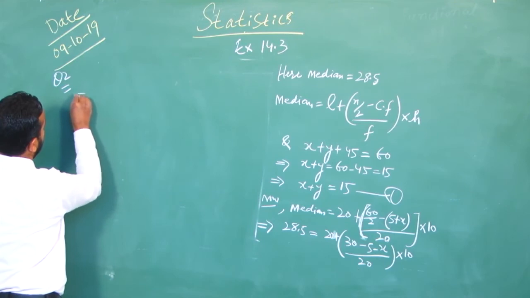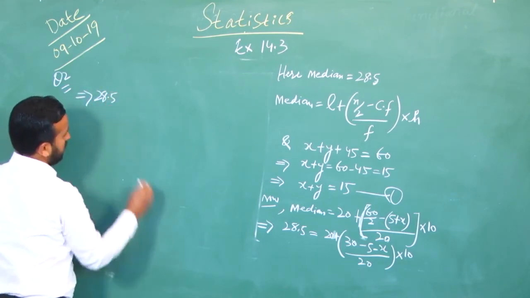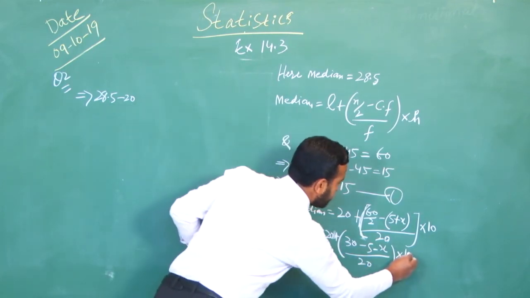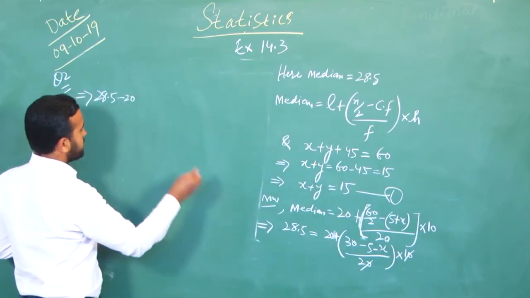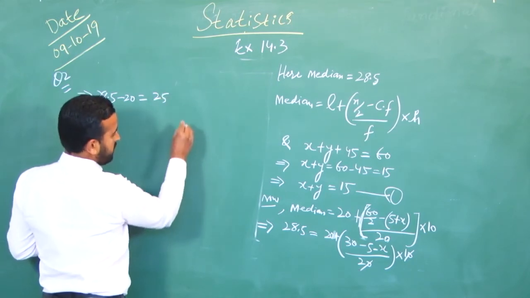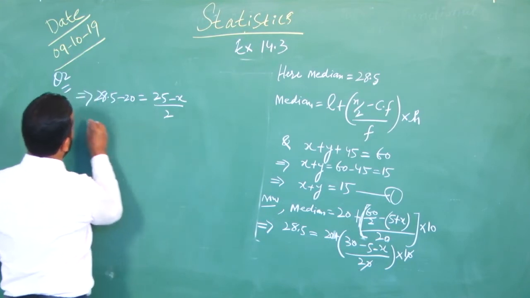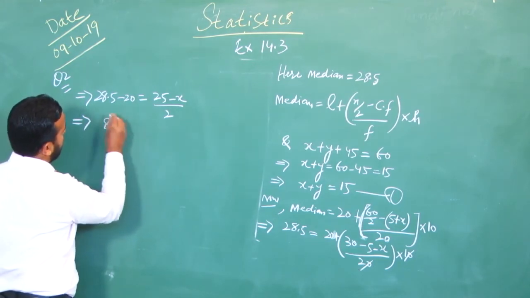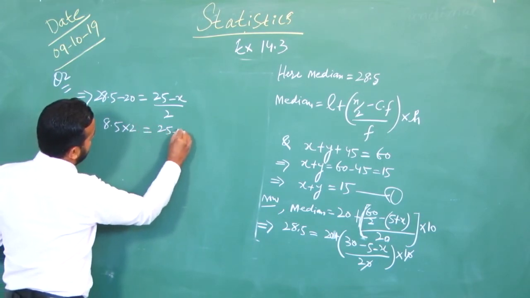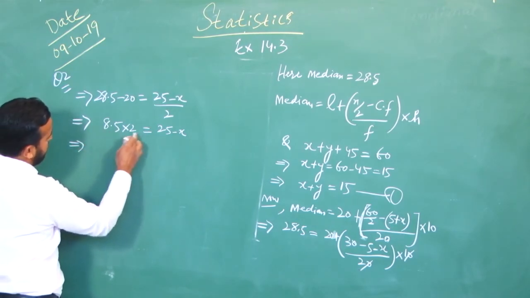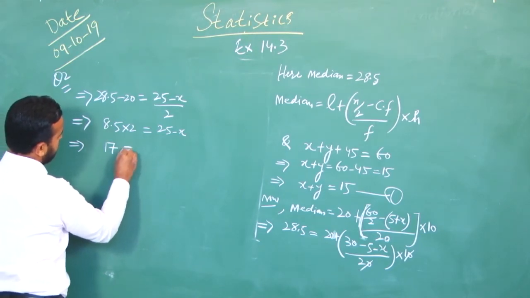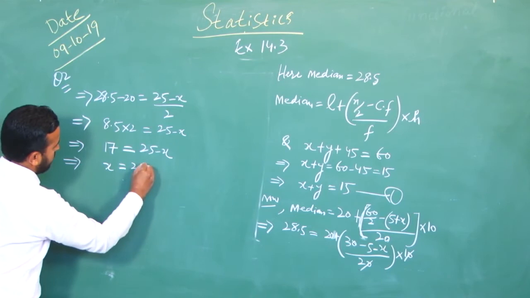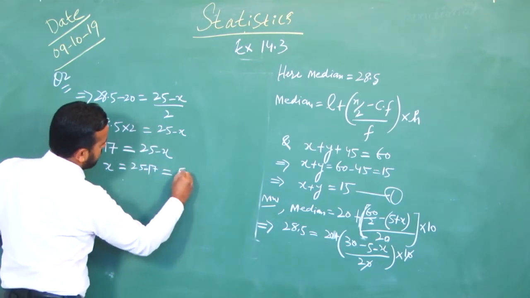Which implies further 28.5, and we can transpose this to the left side, that will be minus 20, and some of the calculation can be made here, this 0 and 0, so 30 minus 5 will be equal to 25 minus x divided by 2, which implies further 28.5 minus 20, that is 8.5, and we can cross multiply it with 2, that is 25 minus x is equal to 8.5 multiplied by 2, that will give us 17, and then 25 minus x implies further x will be equal to 25 minus 17, that is equal to 8.